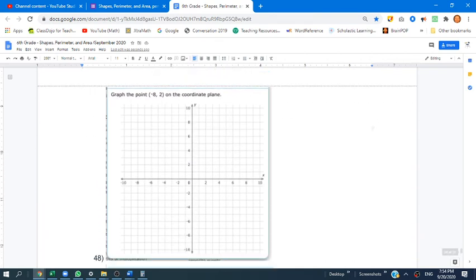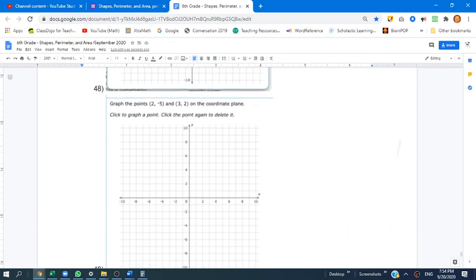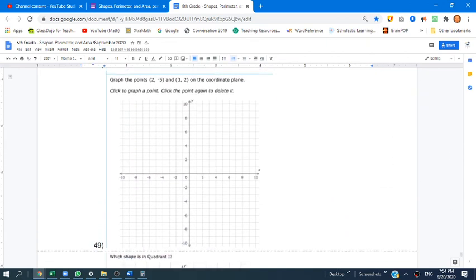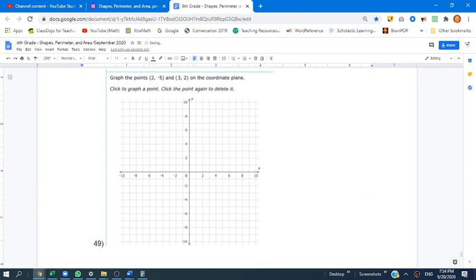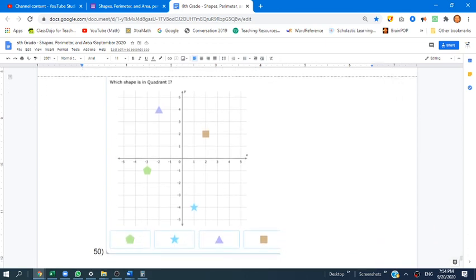Number 48. Graph the point -8, 2 in the coordinate plane. Number 49. Graph the points 2, -5 and 3, 2 in the coordinate plane. And number 50. Which shape is in quadrant 1?